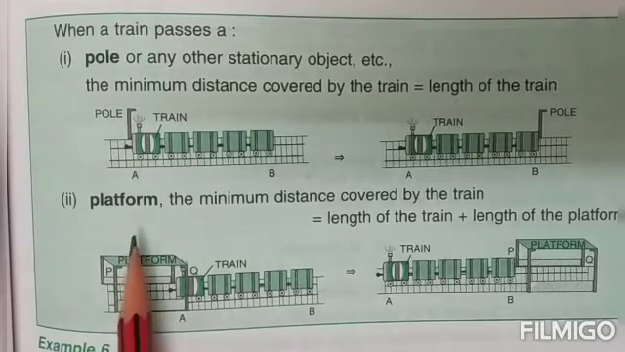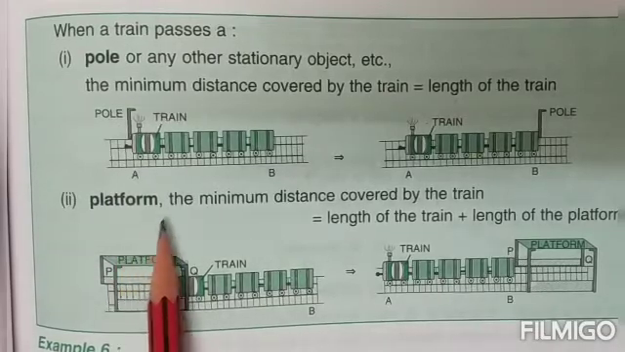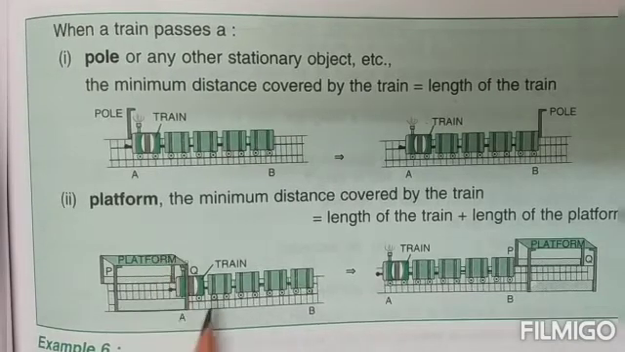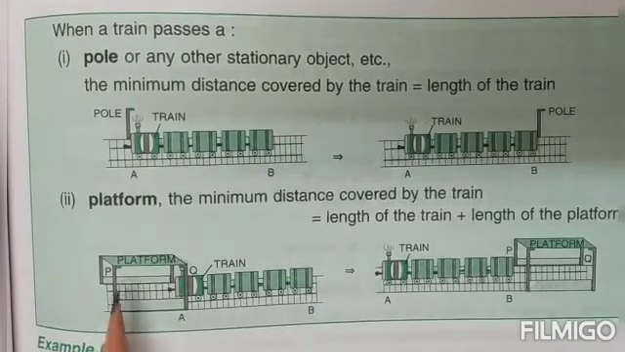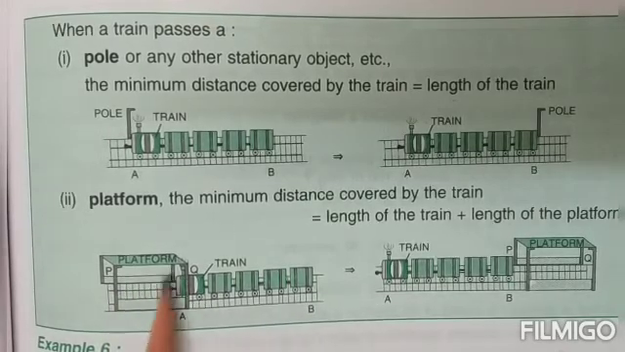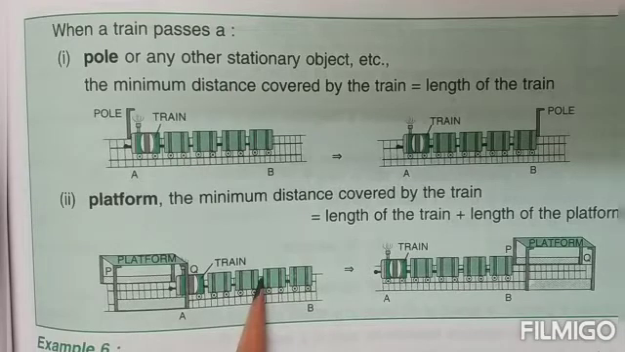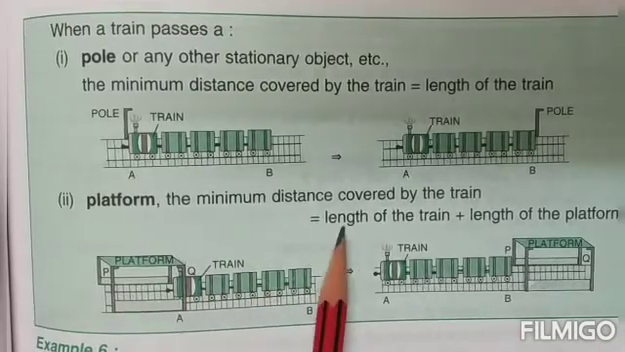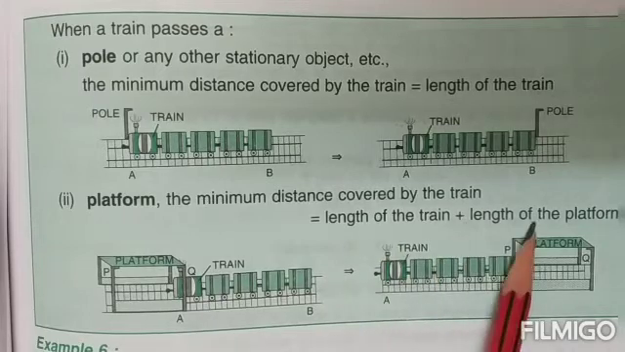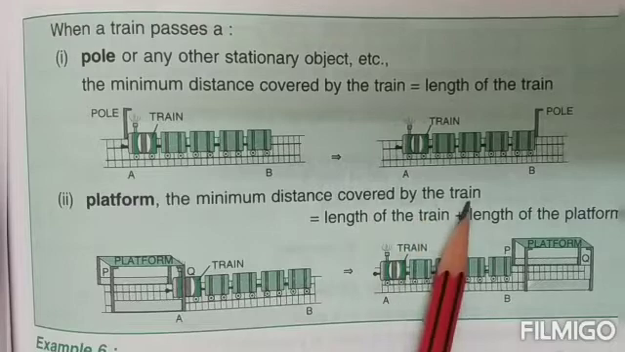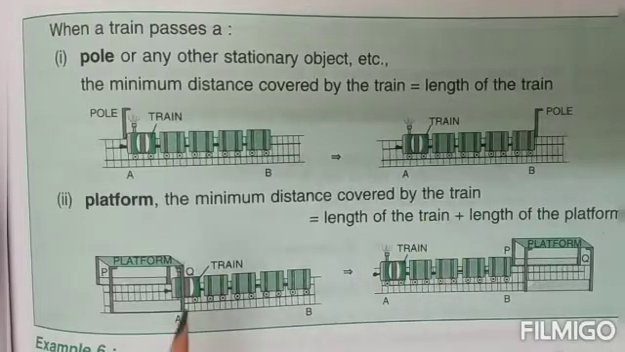Whereas whenever a train is passing any platform, then the distance covered by the train is the length of the train as well as the length of the platform. So this together will make the total distance covered. Now look at this, children. Length of the train plus the length of the platform is actually the distance that is covered by the train in passing any platform. Okay.